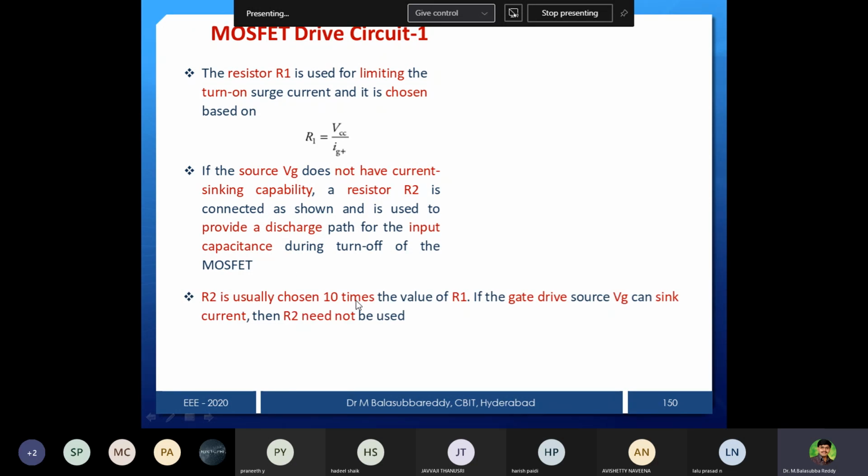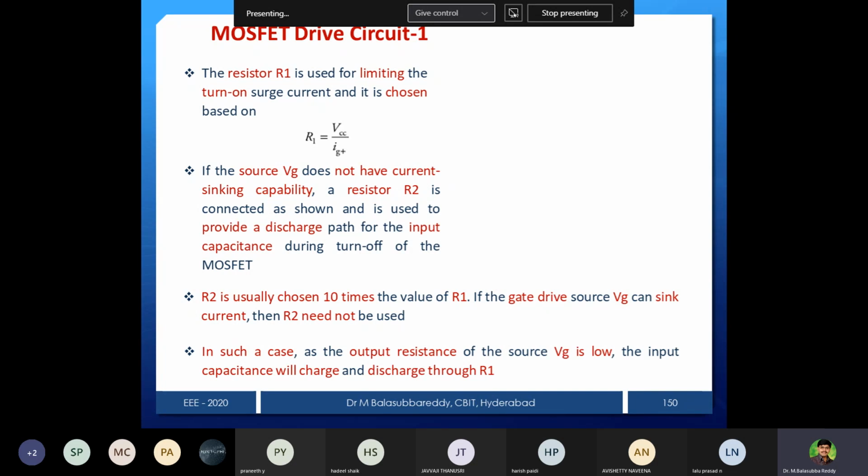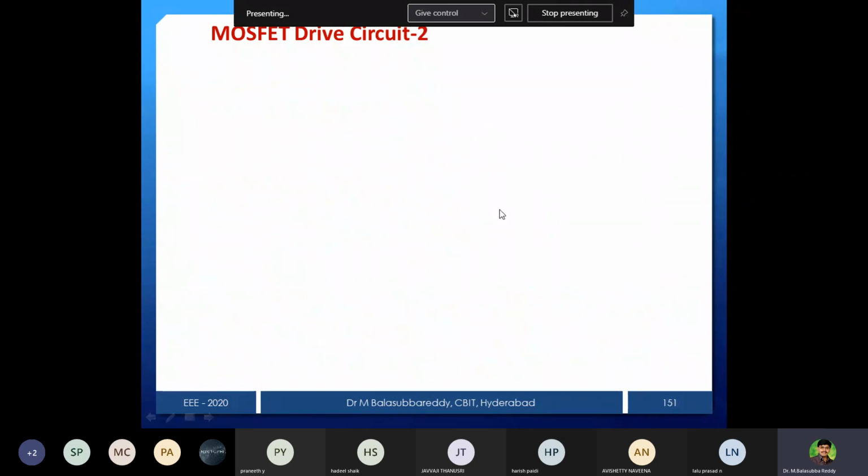R2 is usually chosen 10 times the value of R1, because R2 must be more. If the gate drive source VG can sink current, then R2 need not be used. So based on that protection, you can decide whether R2 has to be used, but its value should not reach the threshold voltage. In such a case, where the output resistance of the source VG is low, the capacitance will be charged and discharged through R1. So this is the purpose of R1 and R2, which you can explain simply.